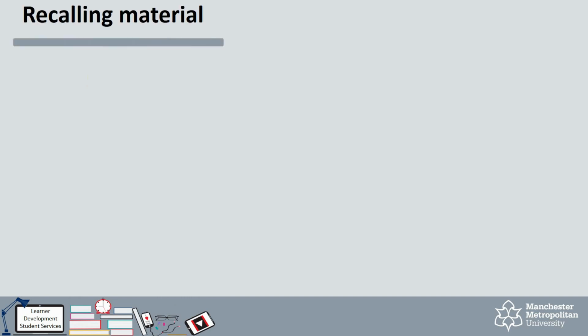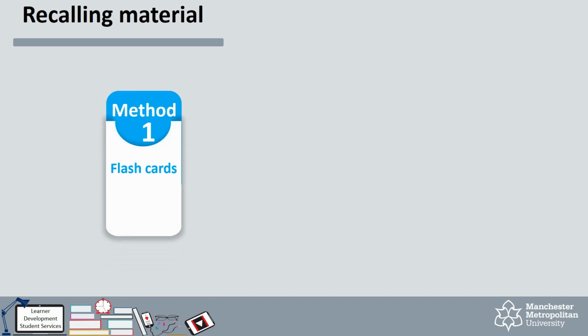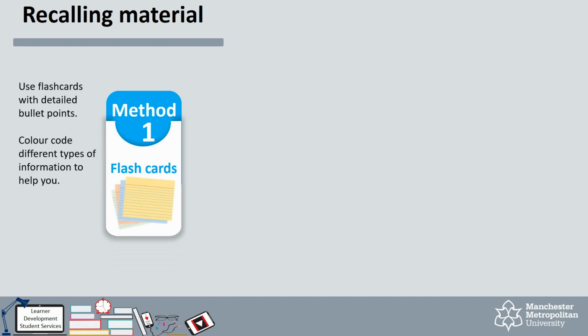Recalling material. As you are undertaking this exam in very different circumstances, you may find that you don't need to focus on memory, recall, or cramming as much. However, learning some key details can help you be more efficient in your preparation and writing up time. One recall method is to use flashcards. Use flashcards with detailed bullet points, colour code different types of information to help you, and read them aloud.